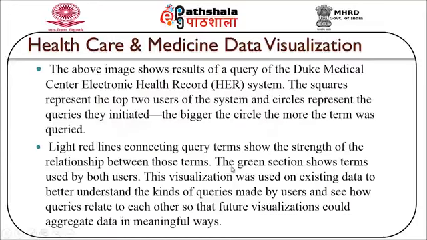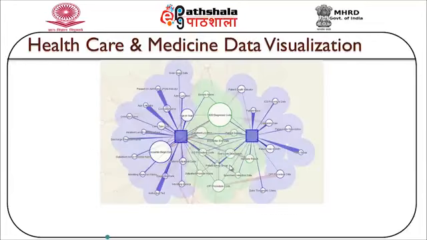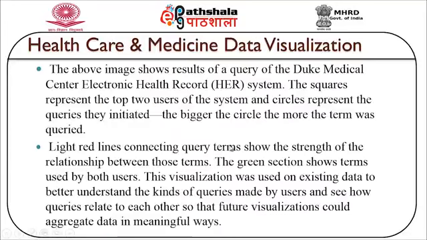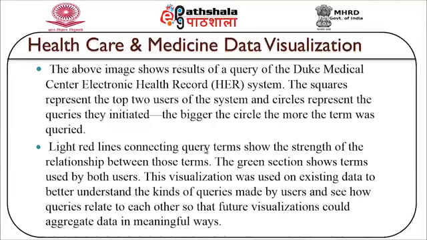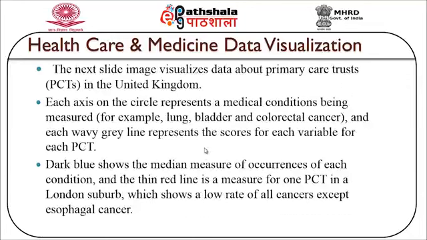Light red lines connecting the query terms show the strength of relationship between these terms. The green section shows terms used by both the users. So this section shows the terms that are being used by both the users. Here this is by user 2 and here are the terms that are used by user 1. This visualization was used on the existing data to better understand the kinds of queries made by users and see how the queries relate to each other, so that future visualization could aggregate data in meaningful ways.